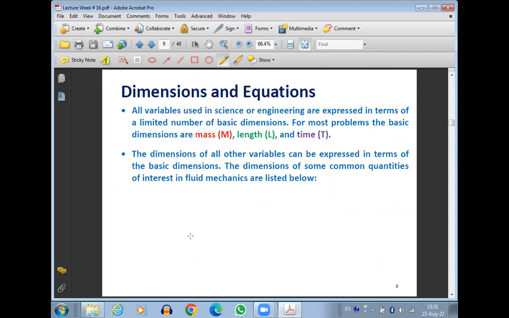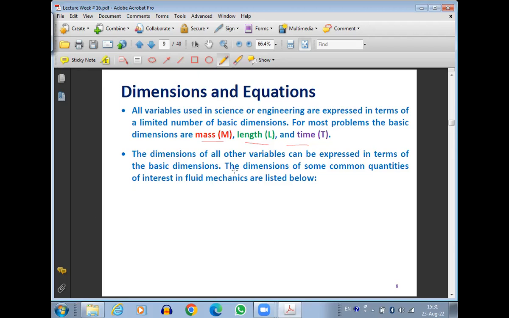Dimensions and equations. All variables used in science or engineering are expressed in terms of a limited number of basic dimensions. For most problems, the basic dimensions are mass, length, and time. These are the things that you studied in chapter number 1. While we were studying that, I told you that we are going to return to this topic when we study dimensional analysis.